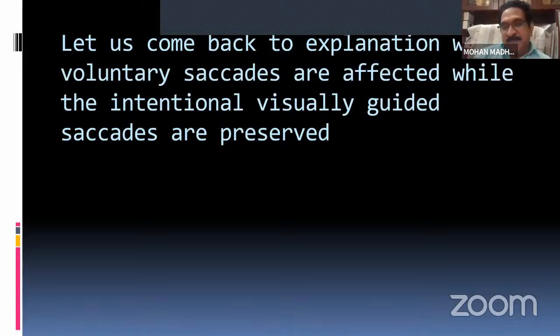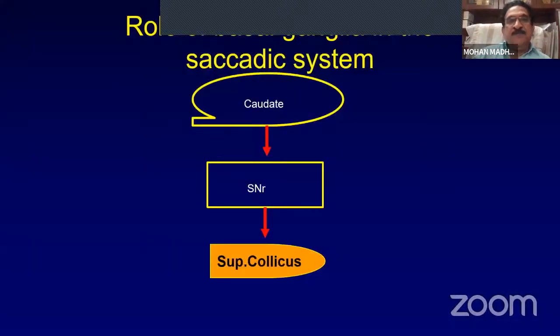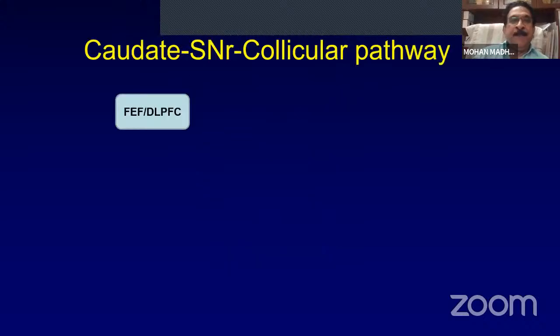The main idea of bringing the case is not to make the diagnosis or discuss the so-called PSP variants, but to bring out this particular clinical finding which I have shown earlier in the beginning of my talk. Why are the voluntary saccades affected, but the reflex visually guided saccades preserved? Now, for that, you must know what is the role of basal ganglia in the control of the saccadic system. It is basically caudate inhibiting substantia nigra, which inhibits the superior colliculus. So that's the fundamental role of the basal ganglia circuit.